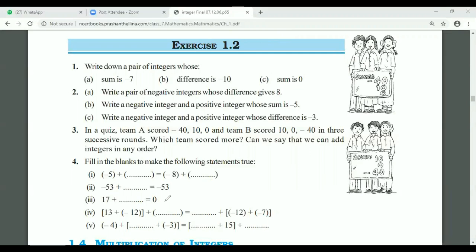Suppose we look at the present value on the left hand side as well as on the right hand side. The present sum on the left hand side is negative 4 plus negative 3, which gives negative 7. In the same way, on the right hand side only one number is there, so the sum is positive 15. Then how to make negative 7 and positive 15 equal? There are many ways.